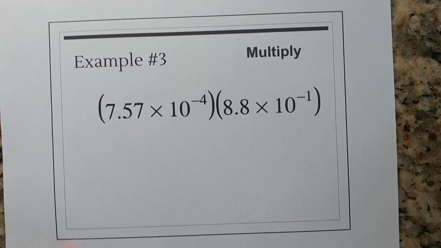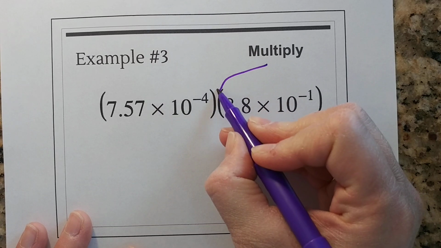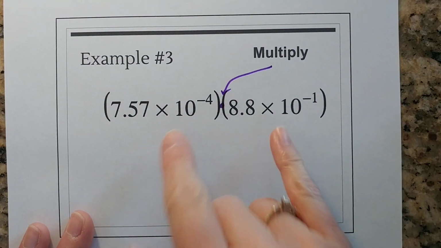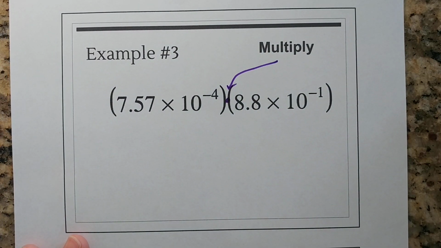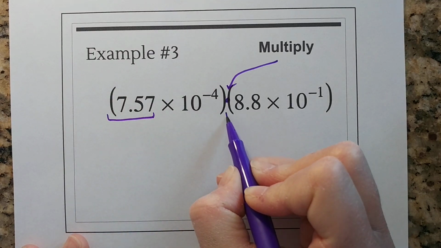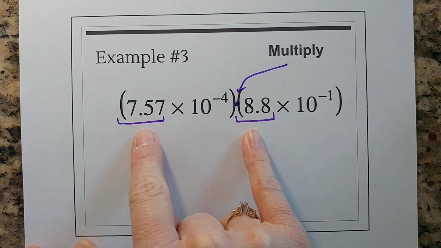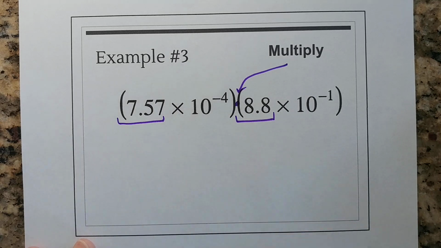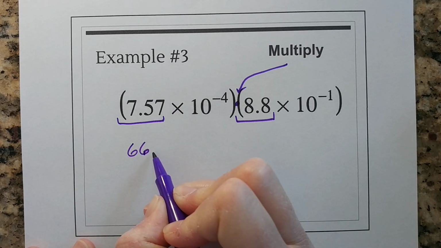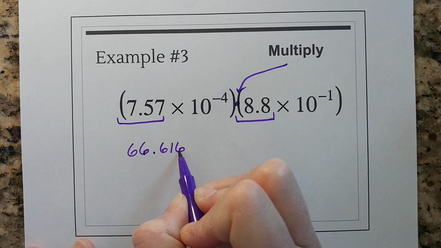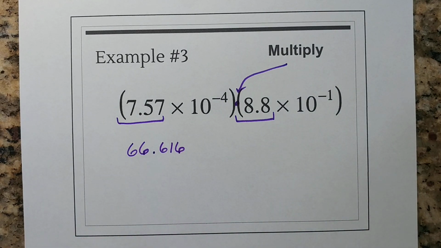Okay, example number 3. Here again, we are multiplying. These two sets of parentheses are stuck together. So to multiply, I want to first multiply the coefficients. You can multiply them in a calculator, and that would give you 66.616.